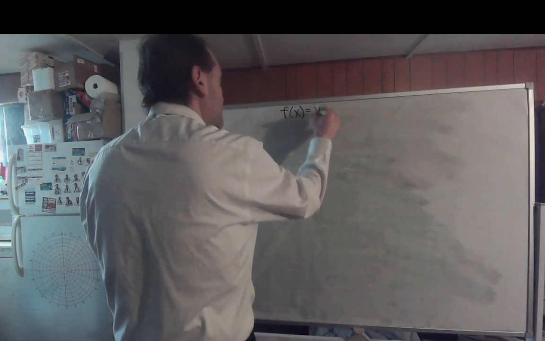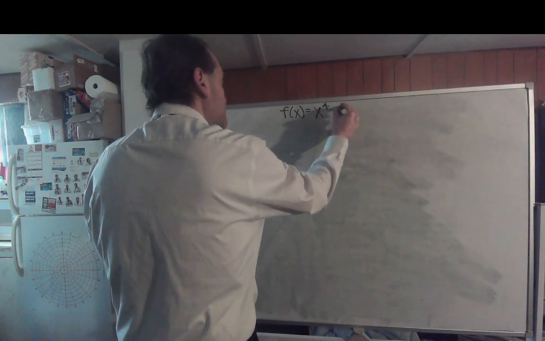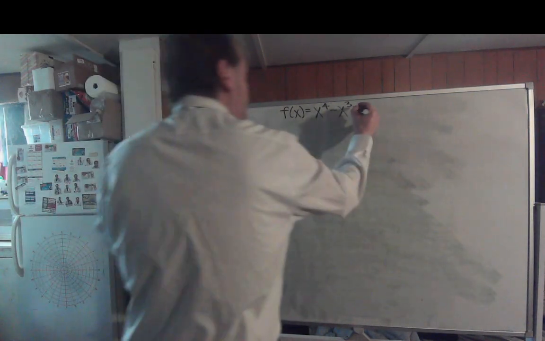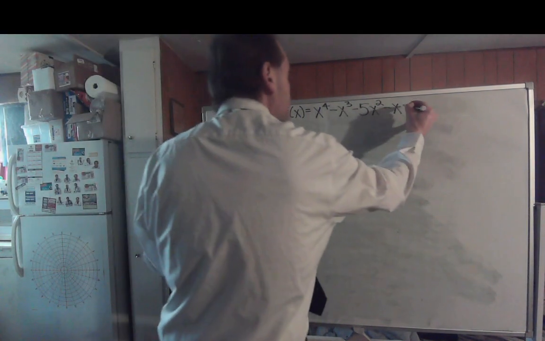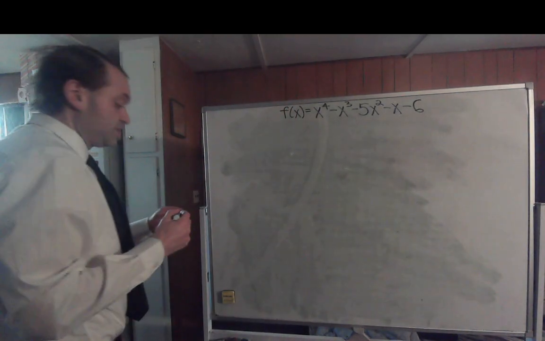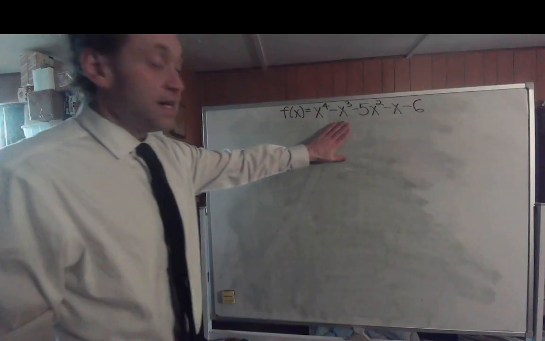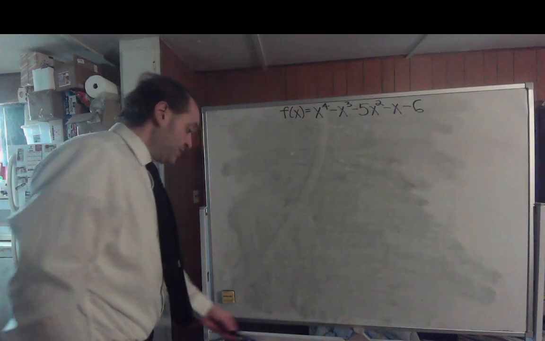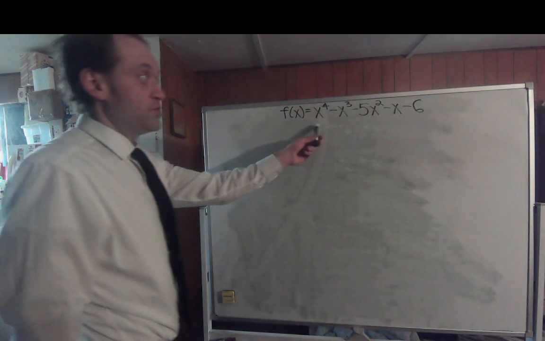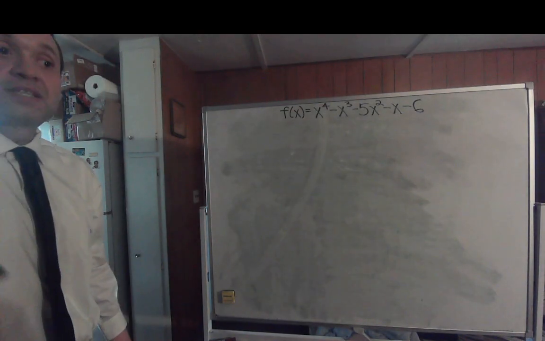All right, last one. So f of x equals x to the fourth minus x to the third minus 5x squared minus x minus 6. The degree of the polynomial being 4 tells you we should have 4 complex solutions.